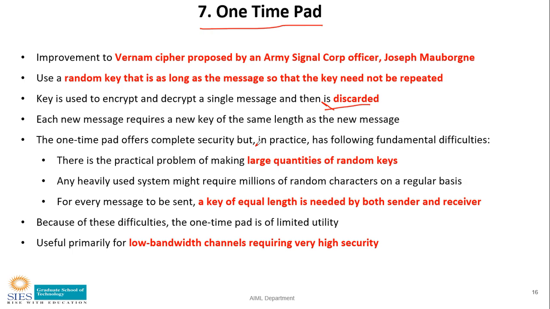The one-time pad offers security but has a lot of practical difficulties. One is making large quantities of random keys. A heavily used system might require millions of random characters on a regular basis. For every message to be sent, a key of equal length is needed by both sender and receiver. So it is very difficult, because the encryption system is symmetric, so every key should be shared between sender and receiver, and the length of the key is equal to the length of the message. Because of this difficulty, the one-time pad is of limited utility. It is used primarily for low-bandwidth channels which require very high security.